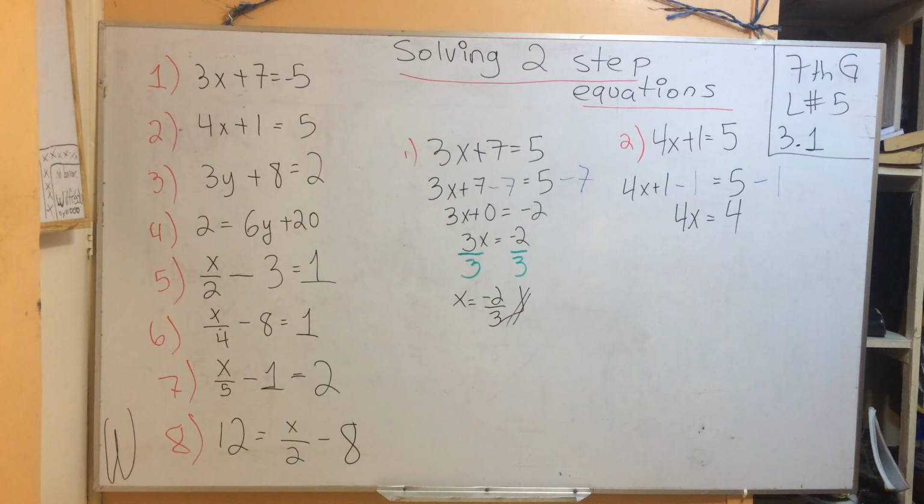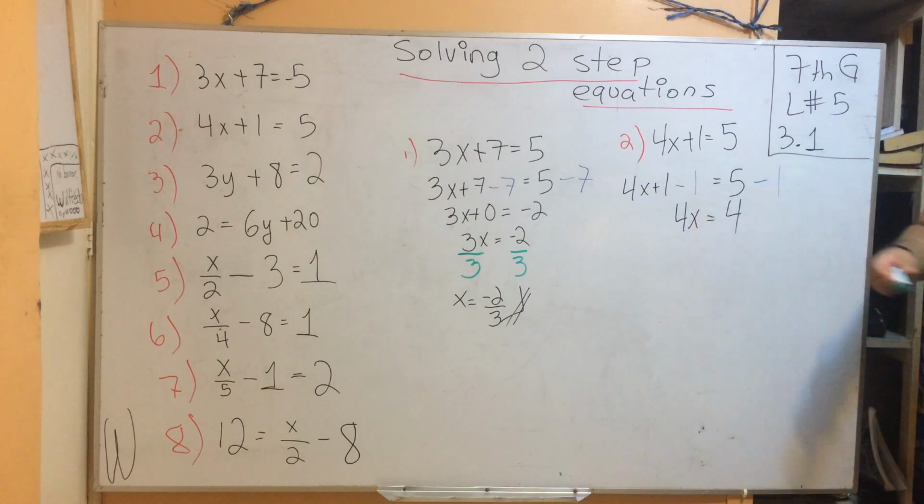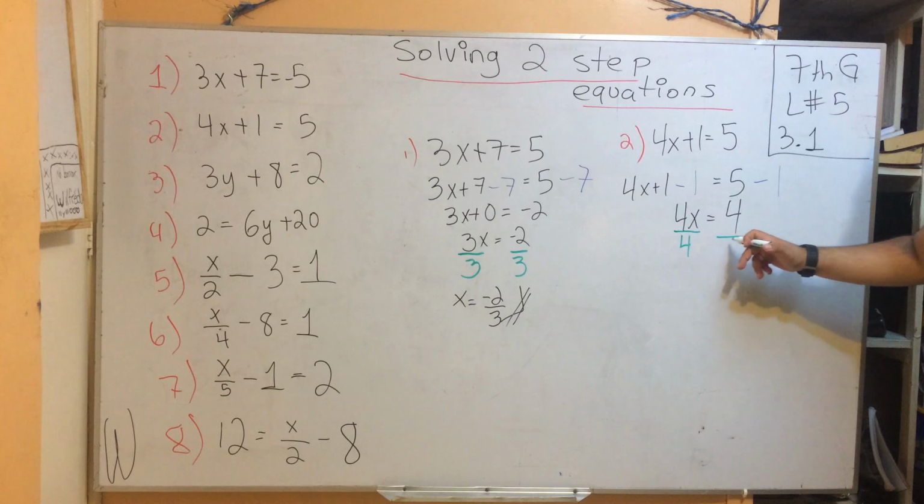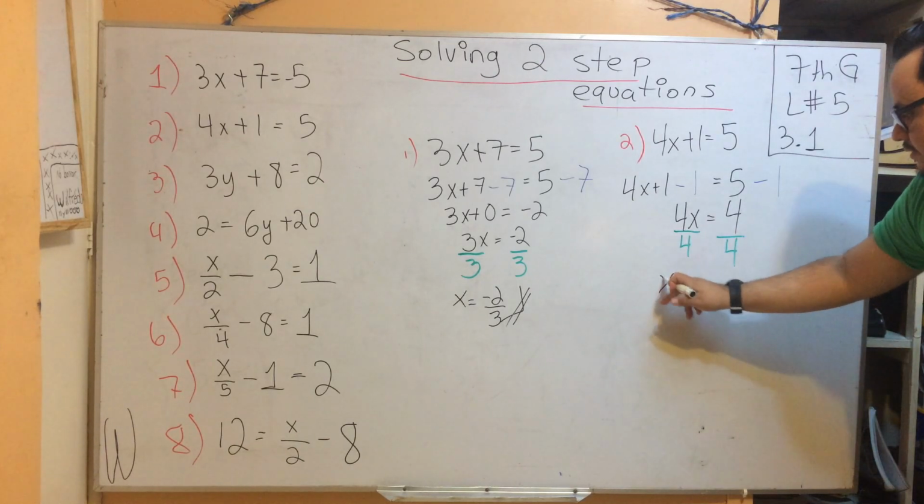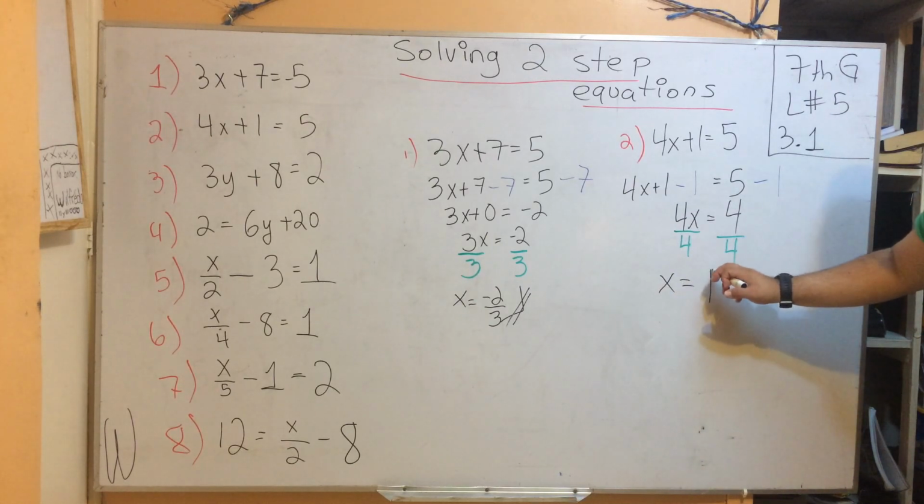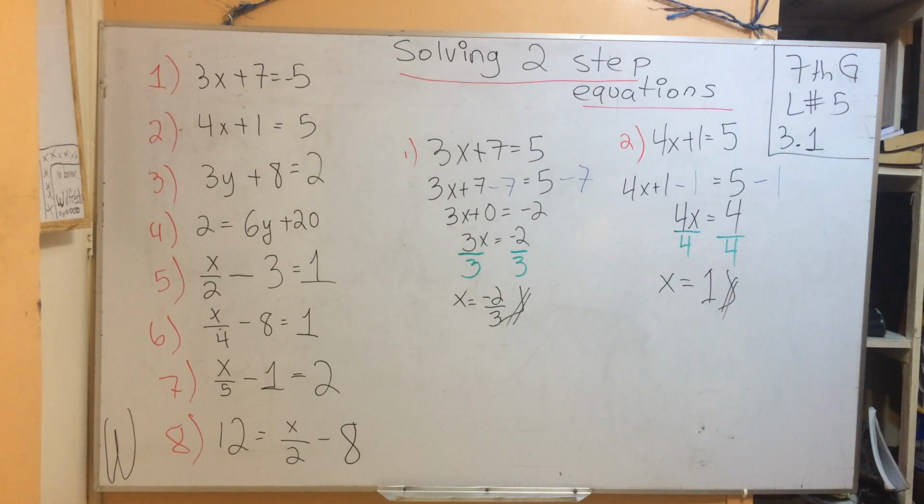Okay, now first we subtracted, now we're going to divide. To eliminate the 4, we divide by 4 here, we divide by 4 here, and then we have that x is equal to what? 4 divided by 4? 1. And now we have our answer.